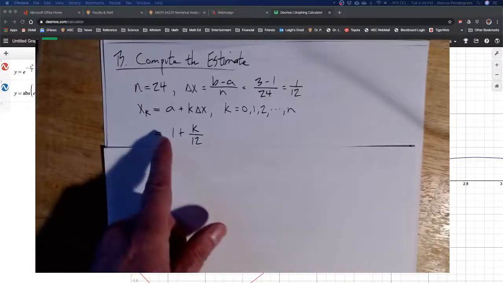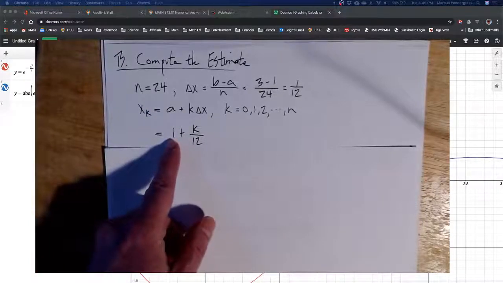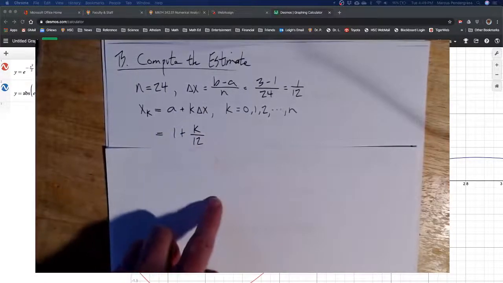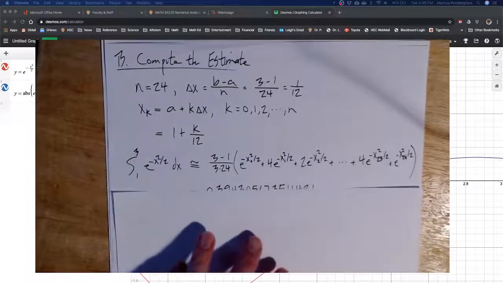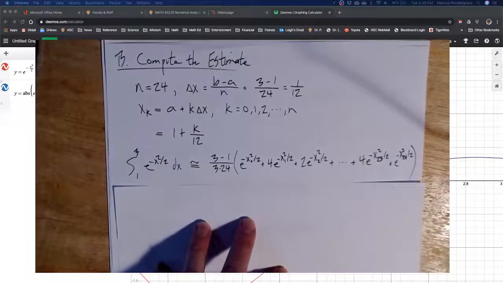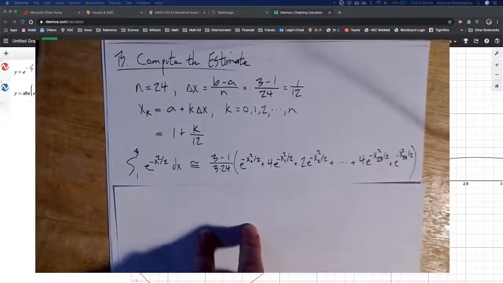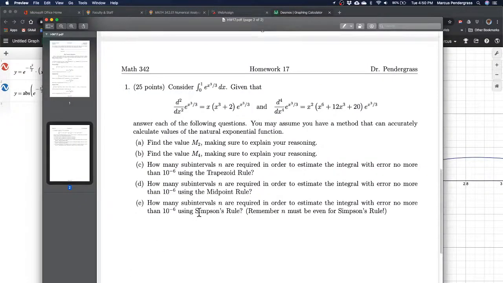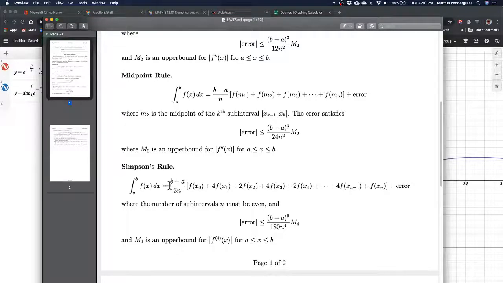And for us, that would be 1, because the lower bound of our integral was 1. And then our delta x is 1 over 12, so k times that is k over 12. So those are our nodes. And then Simpson's rule would give this estimate. Where's that coming from? Well, let me pop open the assignment again. That's coming from the actual estimate given in Simpson's rule, which is this quantity right here before we add on the error.